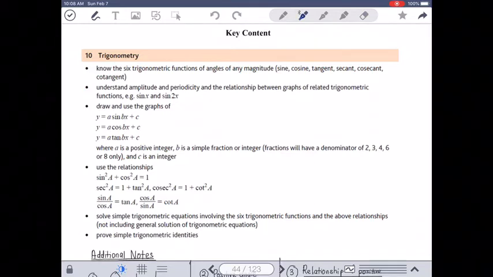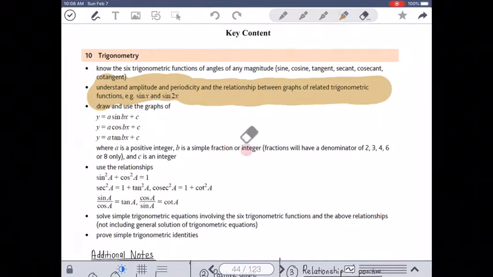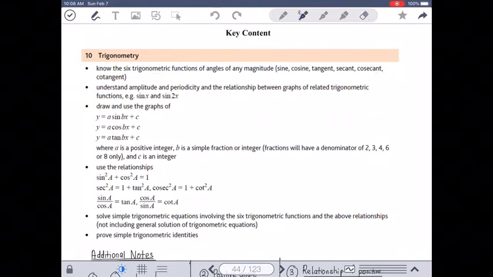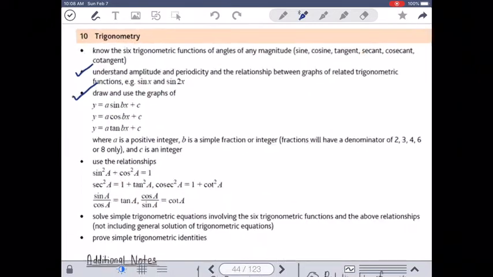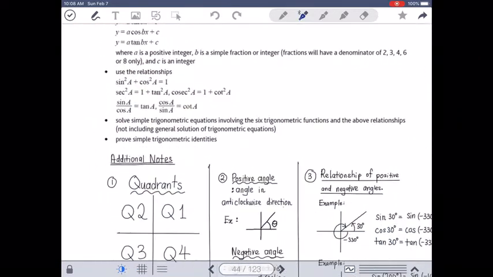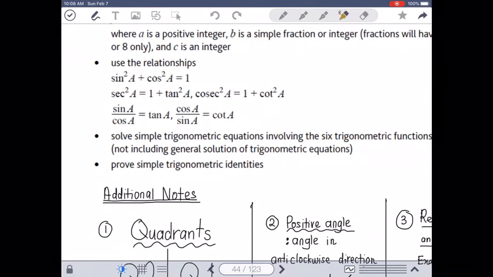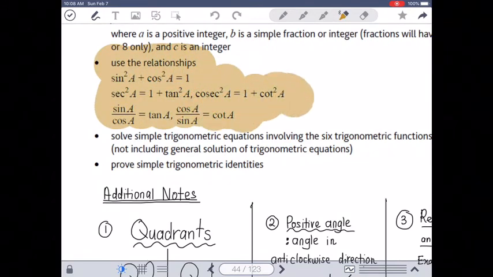Second, understand the amplitude and periodicity of the relationship between the graph trigonometric function. This one, we've done in our previous class. We've done sketching, we've done number 2 and number 3, all the sketching. The next one is use the relationship, and this one we will cover later.